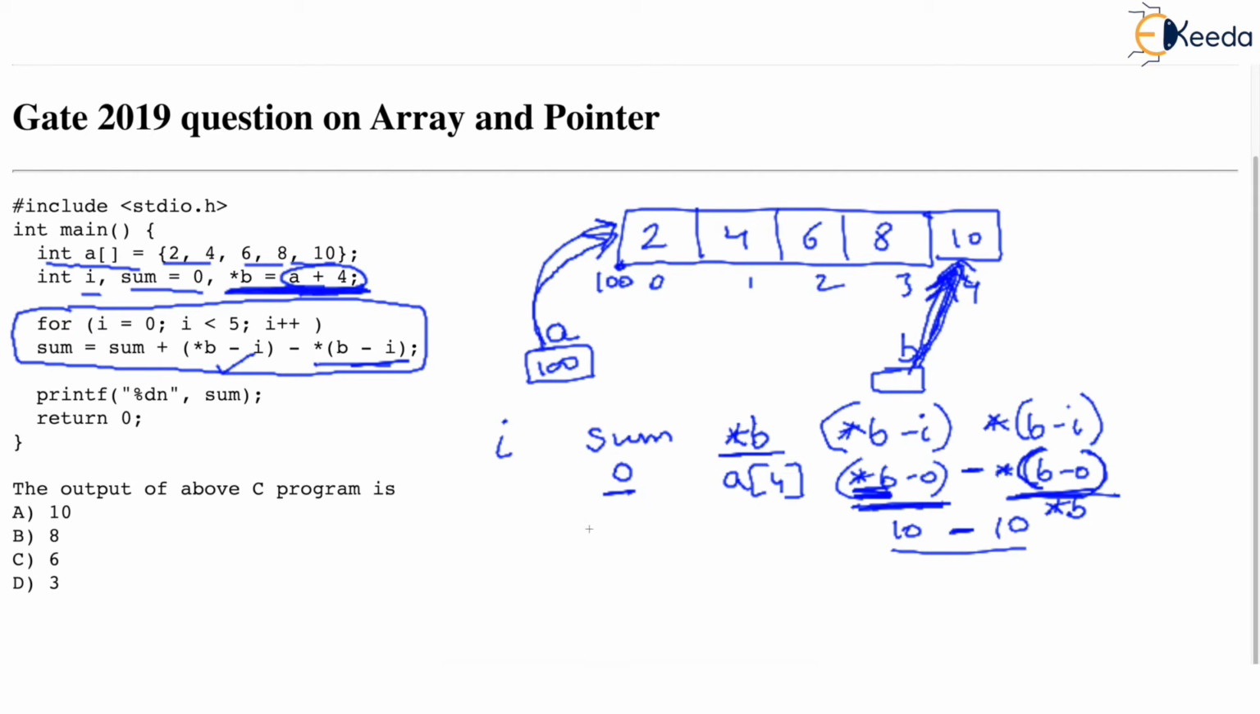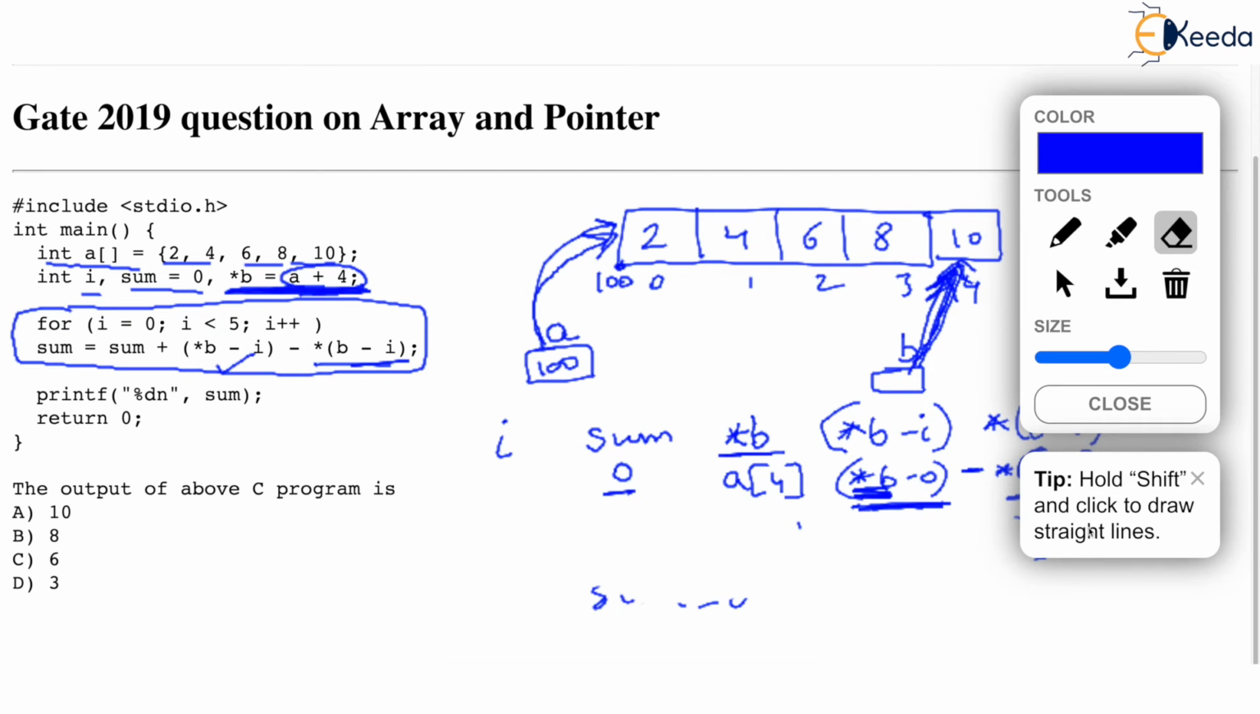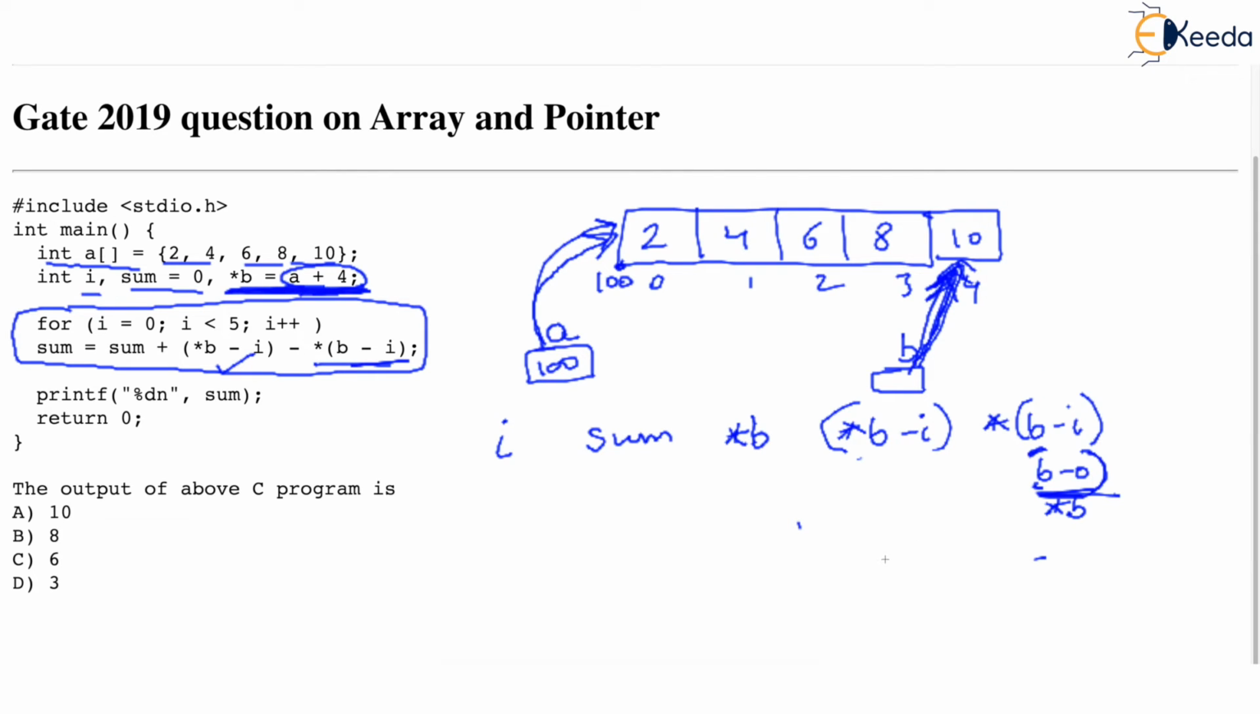So what is the sum we are calculating? Just see, sum is sum plus this quantity. But anyway, sum is 0. 0 plus 10 minus 10, so sum will remain 0. I hope you got this. This happens during the first repetition when the value of i is 0. So what happens when the value of i becomes 1? Let's make the value of i as 1, and sum is still 0.